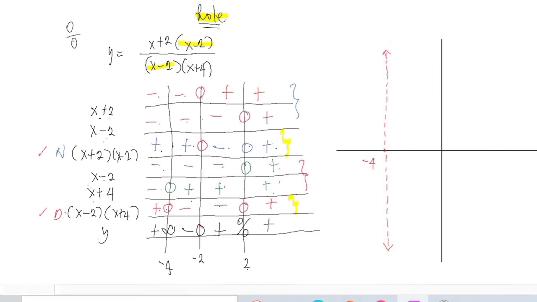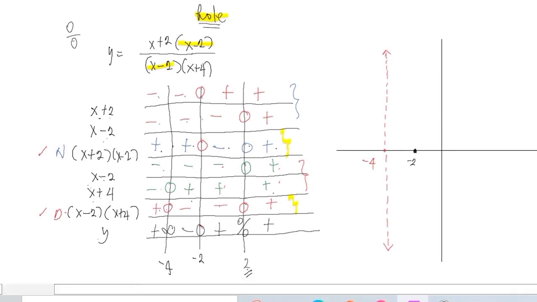And our negative 2 is the x-intercept. And we have here a hole at x is equal to 2. So, let's set that aside for now. For this, if we look, let us first determine the location of our horizontal asymptote.